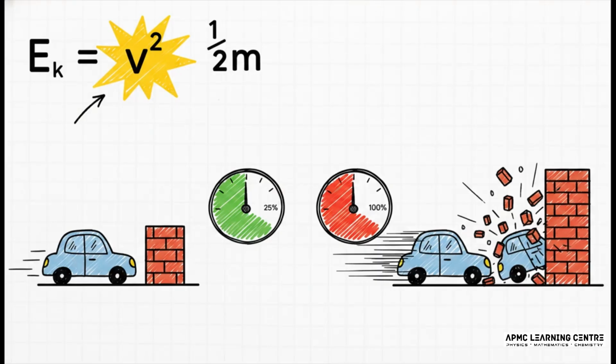Now, that little squared symbol on the velocity, that is not a minor detail. Oh no, that is a total game changer. It means if you double your speed, you don't just double your kinetic energy, you actually quadruple it. It's this exponential kick that explains why even a small, fast-moving object can pack such an incredible punch.